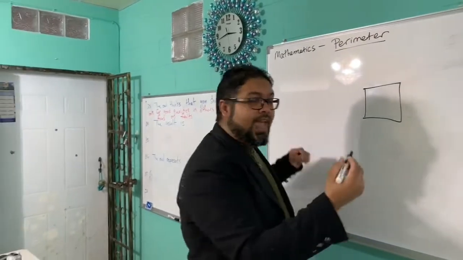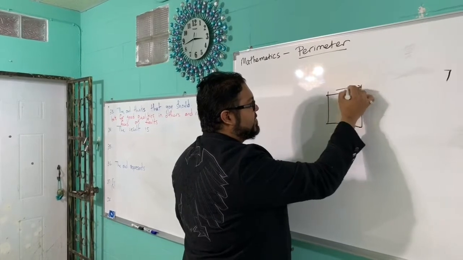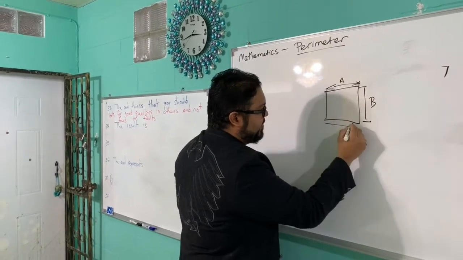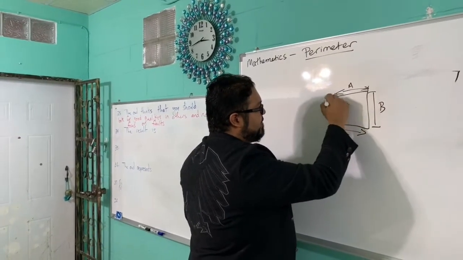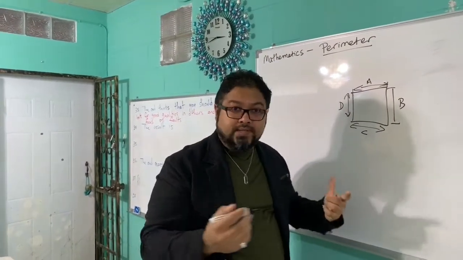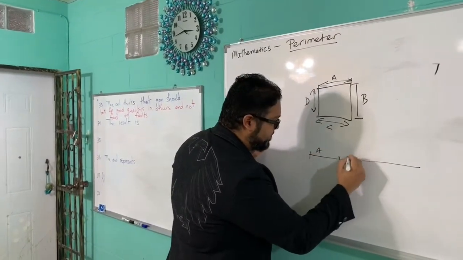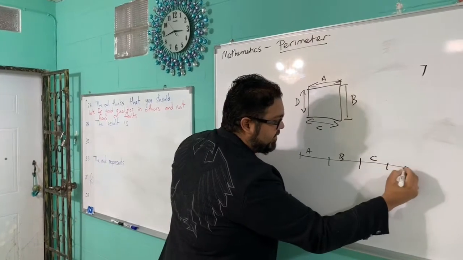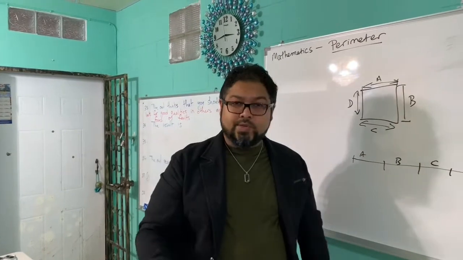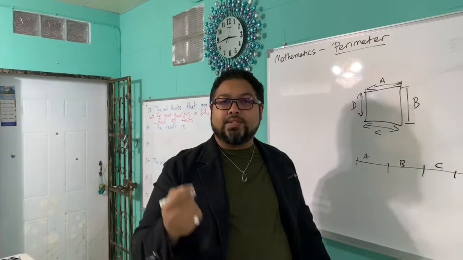So say for instance, we have this square. The perimeter will be each side. Say we label this side as A, this side as B, this side as C, and this side as D. If we break this square and open it out, you will basically get a straight line. So here we have A, B, C, and D. So the length of the perimeter of this square is essentially a one-line, linear, one-dimensional unit.